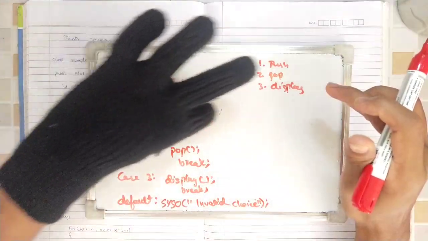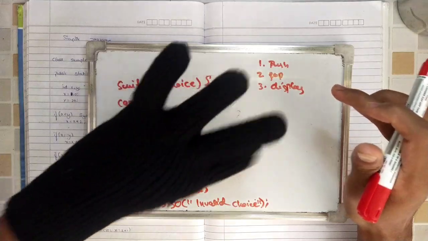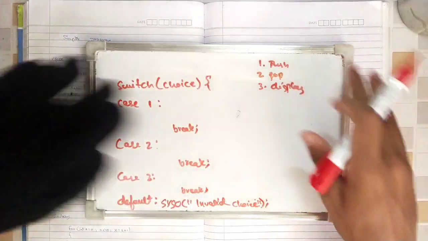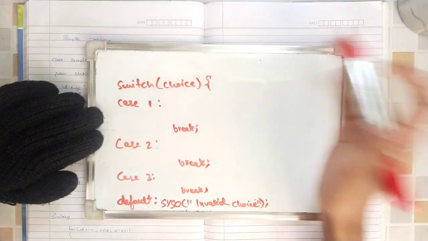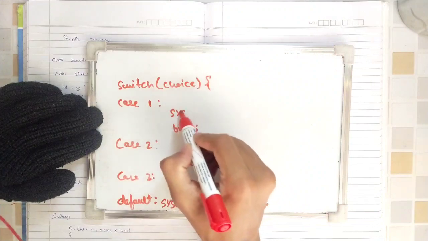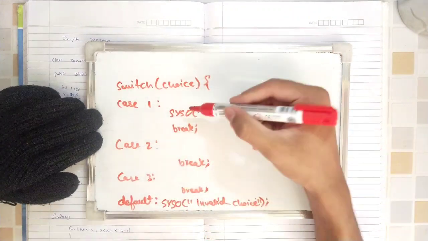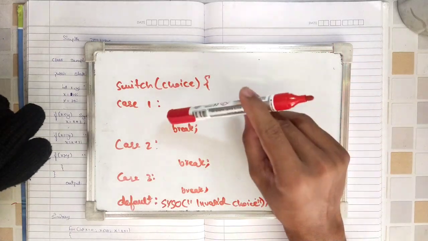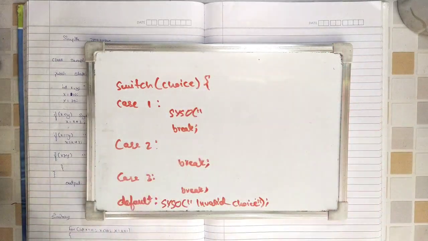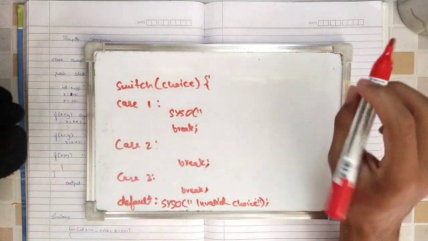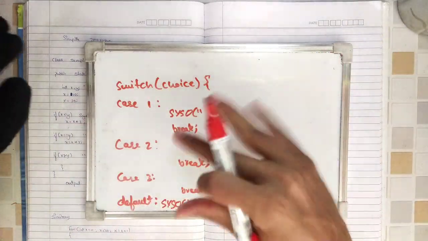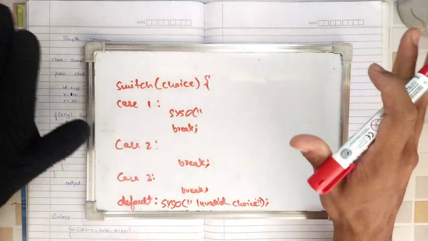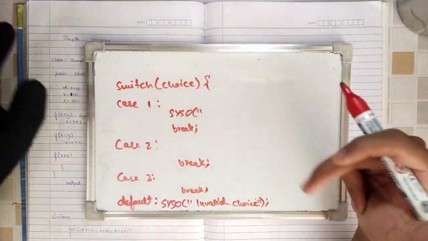Instead of push, pop, and display, let me use print statements here. You write the full form, I'm using the short form. SYS is nothing but System.out.println. If you don't know what this means, you can see the first video for understanding the basics in Java. It's not the complete basics, but it should be enough for you to start with.